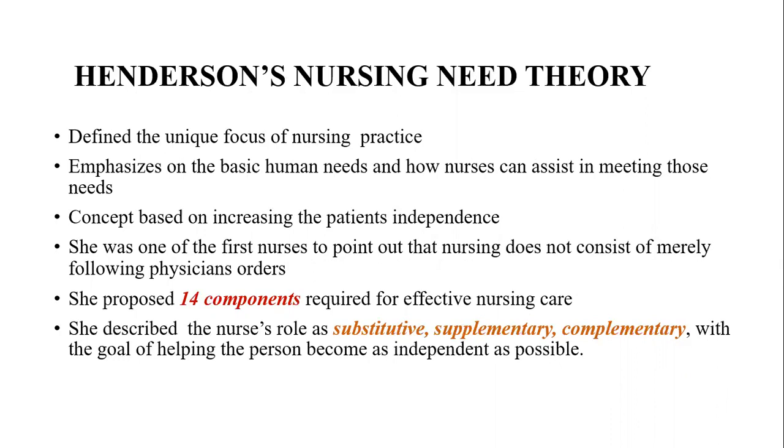From her theory, she is explaining here. Then she described the nurse's role as substitutive, supplementary, complementary, with the goal of helping persons become as independent as possible. She described the role of a nurse in three ways. Substitutive means the nurse is going to do the work for the patients. Let's take an example. The patient is not able to do daily activities, so here the nurse is going to substitute. Then supplementary, she is going to help him. Then complementary, she is going to work together with the patients in order to achieve independence as far as possible.